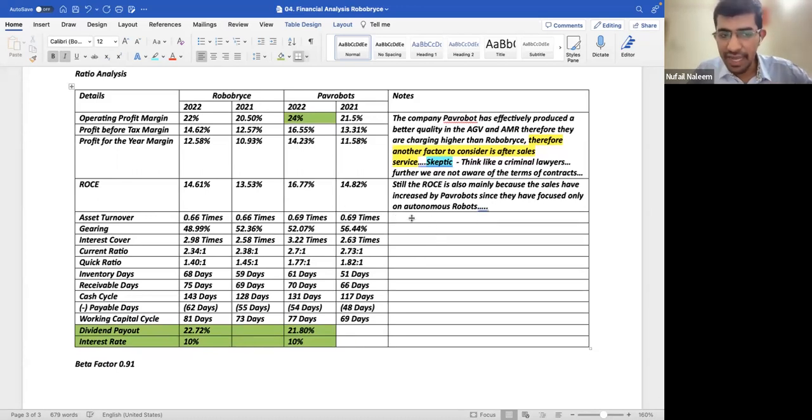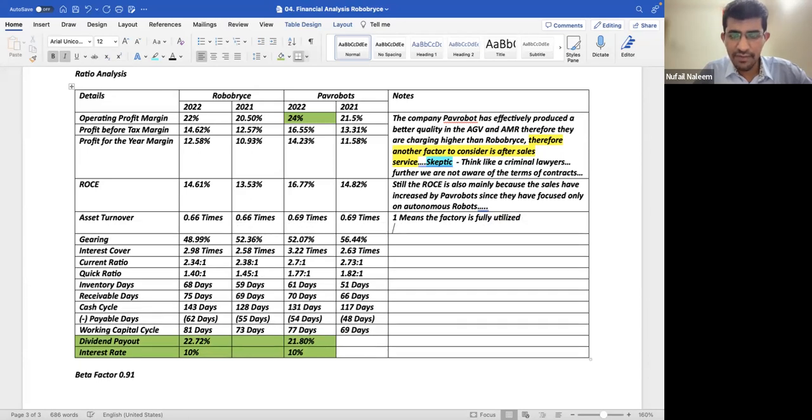Now, asset turnover, students, the next thing. It is less than 1. Asset turnover of 1 means the factory is fully utilized. That means your resources are fully utilized. In this case, students, if you see, both organizations are less than 1. That means around 0.34, or 34%, is spare capacity.